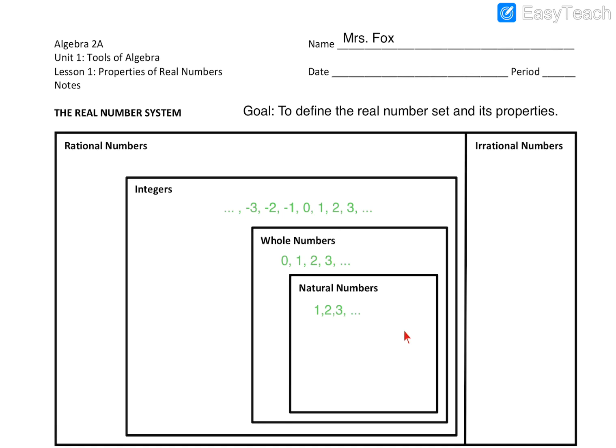So starting with the smallest set, those are your natural numbers, how you would naturally count. If we told a 5-year-old to count, they would count 1, 2, 3, 4, 5, and they would keep going. So that is their natural numbers. I remember it because naturally that's how you count.